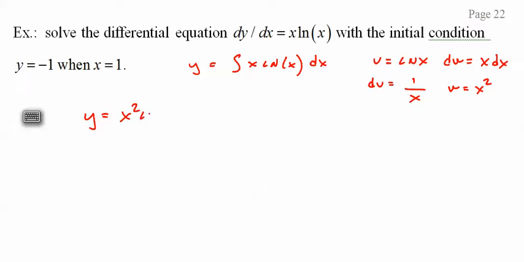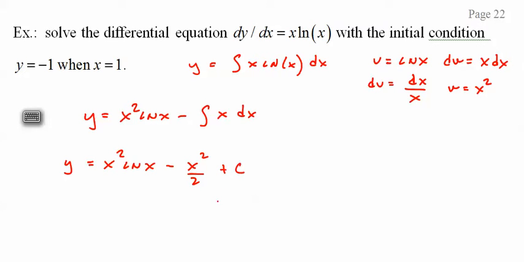x squared ln of x minus the integral of x. Why do I keep forgetting my dx over here? x dx equals x squared ln of x minus x squared over 2 plus c. Looks like I made a mistake in here somewhere. I gotta go find it. Over 2. Naughty, naughty. Over 2, over 2, over 4, over 2.